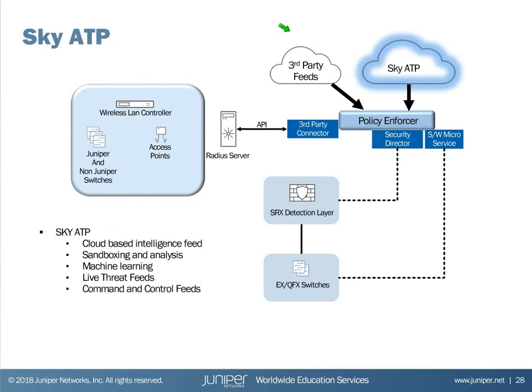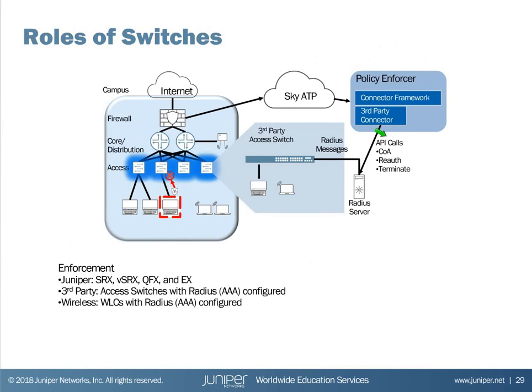And then the SkyATP component, this is the Juniper cloud-based threat intelligence solution, right? Command and control feeds, GeoIP, sandboxing of threats, so we can analyze data before it's allowed to enter your network. And so these are the different components that make up software-defined secure networking.